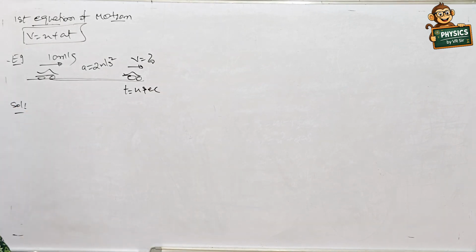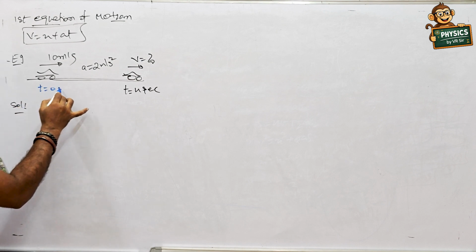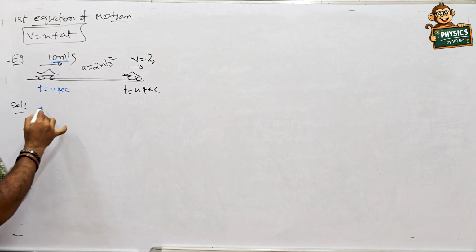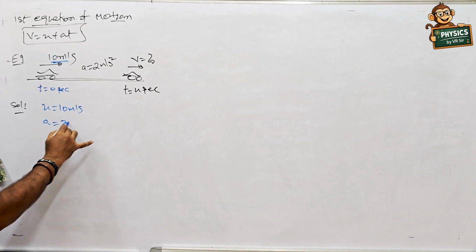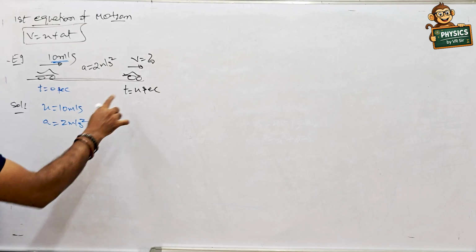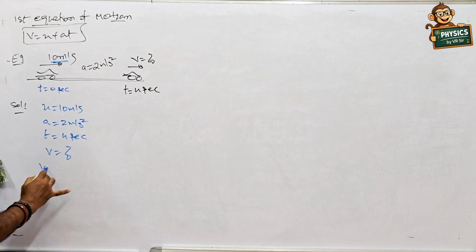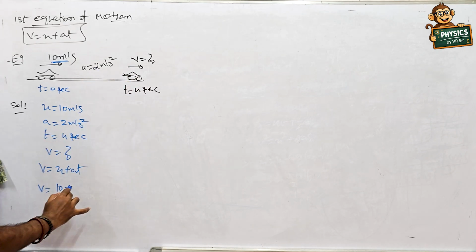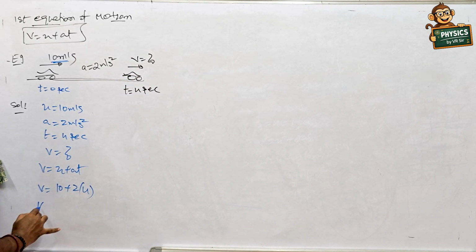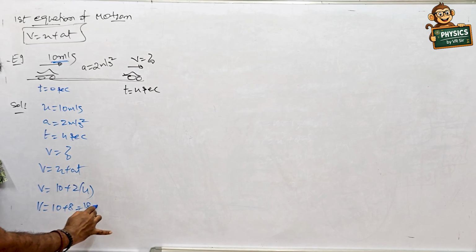Now solution. Given, let us take this as time t equivalent to 0 second, the velocity is 10 meters per second, which we take as initial velocity u. Acceleration is given as 2 meters per second square, and the time is given as 4 seconds. Then what is its velocity? So v is equivalent to u plus at. v is equivalent to u 10 plus a 2 into t 4, so v is equivalent to 10 plus 8, it is nothing but 18 meters per second.